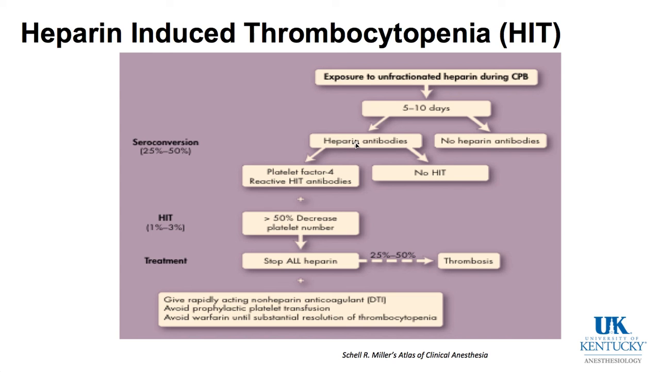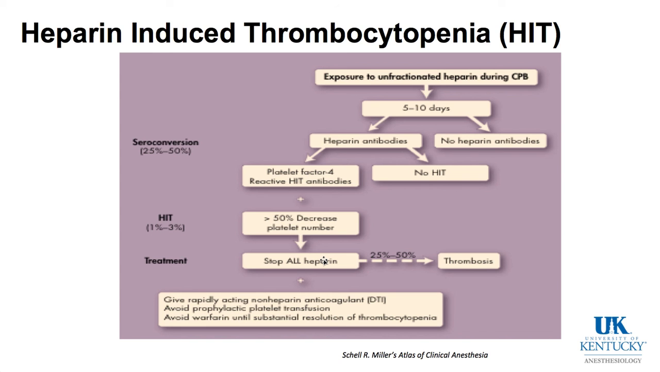Now, if they just produce antibodies, but those antibodies don't do anything to the platelets, you call that a seroconversion without HIT. But if they get antibodies and those platelet factor 4 reactive HIT antibodies are present and drop the platelet number greater than 50% decrease, and this occurs in about 1 to 3% of patients, that is called heparin-induced thrombocytopenia. You need to stop all heparin, including heparin that could be in flushes, in CVP, PA catheters, arterial lines.